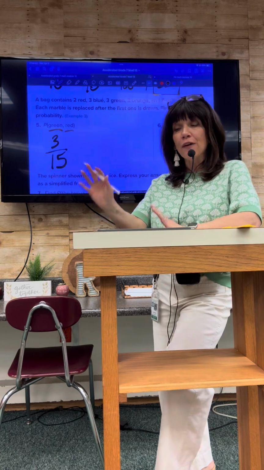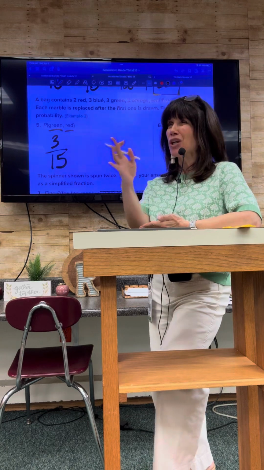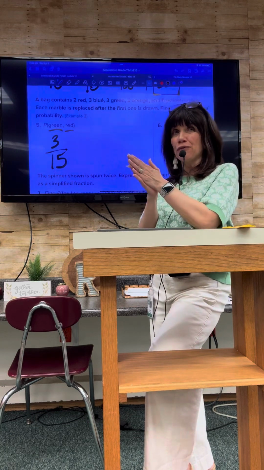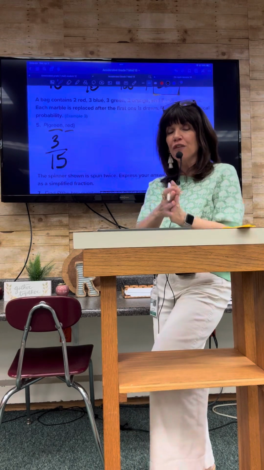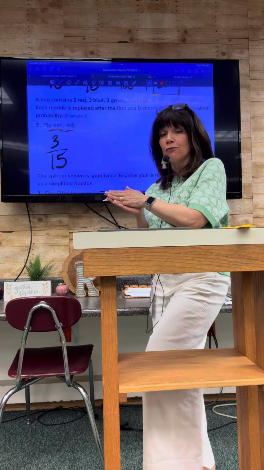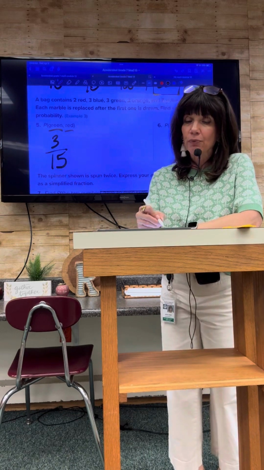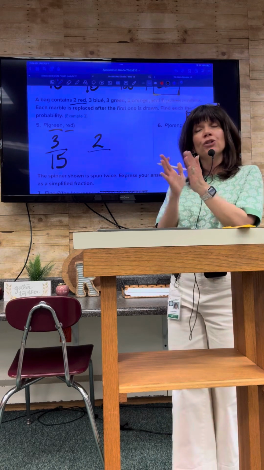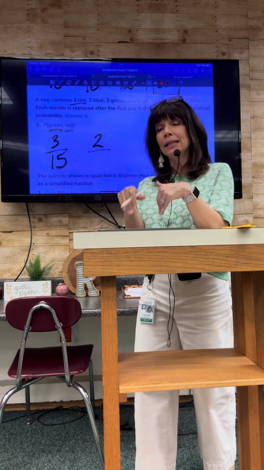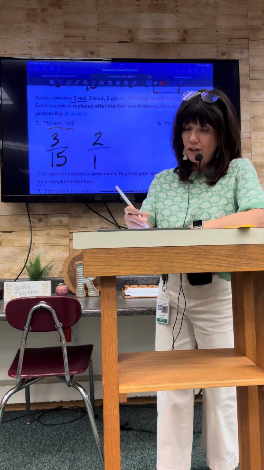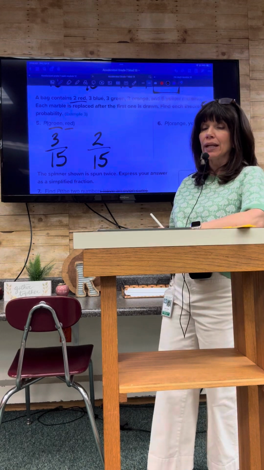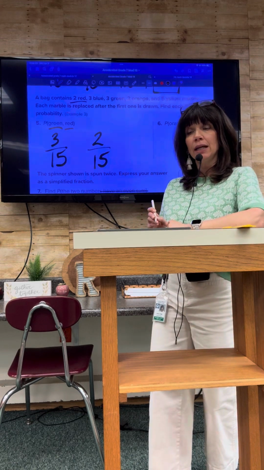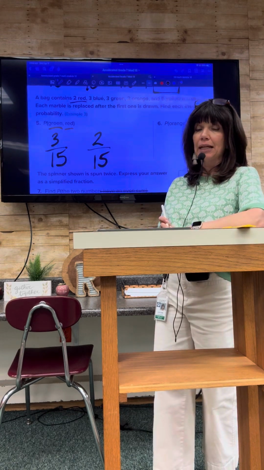Red. Our favorable outcome this time is whatever we're looking for, just like the ice cream. Your favorite flavor is always the one you're looking for. The favorable outcome is the one you're currently looking for. We're looking for red. How many are red? 2. 2 are red out of how many total? Because we put those other marbles back in, 2 out of 15.